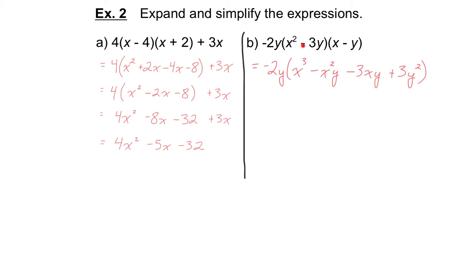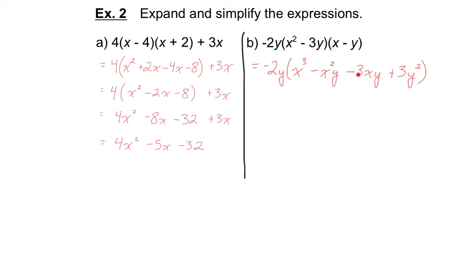And then finally we have minus 3y times minus y. Two negatives multiplied together give me positive. 3y times y is 3y squared. Okay, so I've multiplied my brackets. Now I look for any like terms. Doesn't look like I have any here.